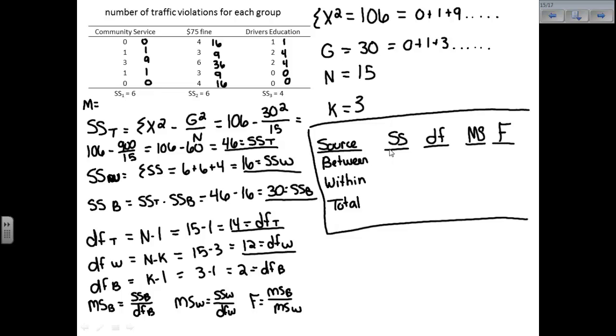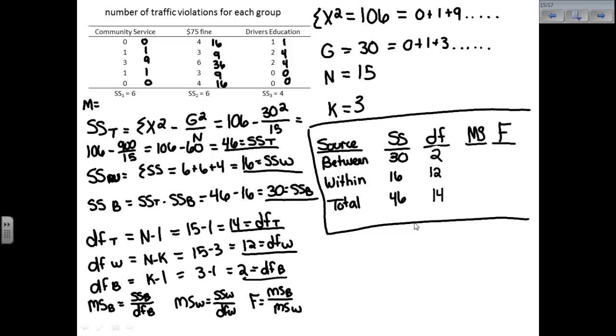Okay. So my sum of squares between was 30. Sum of squares within, 16. And hey, check it out. Add those together, and you get that sum of squares total that we found of 46. So my degrees of freedom between, I found that to be 2. Degrees of freedom within, found that to be 12. And degrees of freedom total of 14. And check it out. 2 plus 12 is equal to 14. So I'm feeling good. Now let's go ahead and figure out my mean squares between.